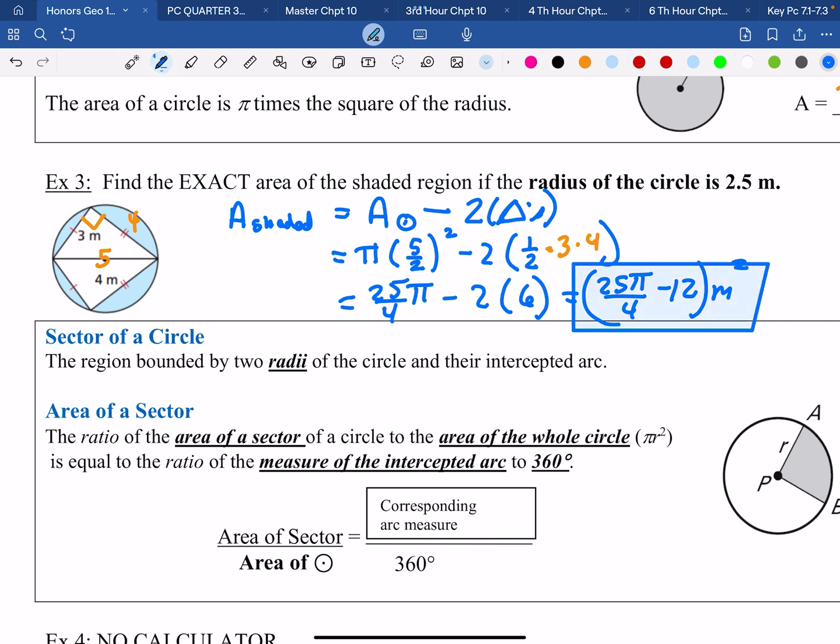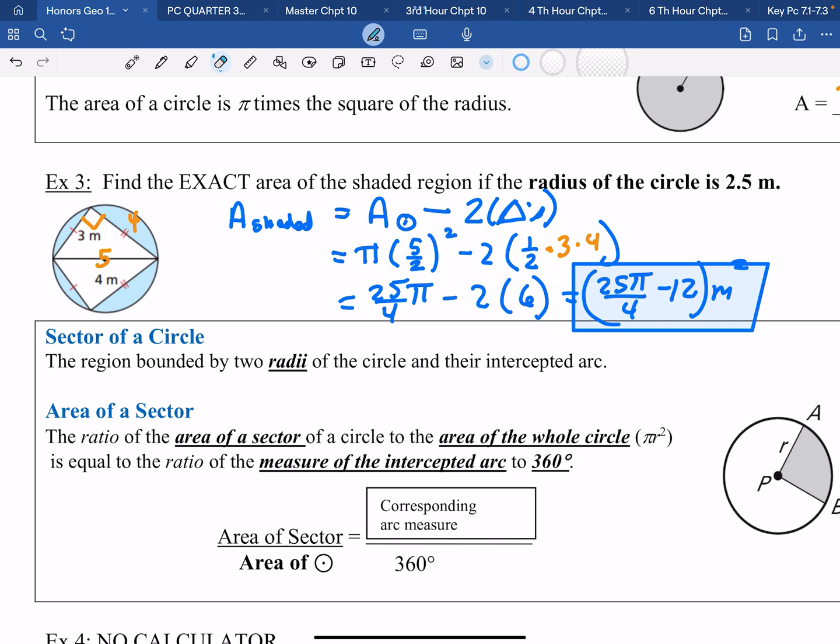All right, so when you're doing these problems in your homework again, you're going to always ask yourself, what is the overall outer figure? And then identify what the unshaded figure is, and then you can subtract one component from the other. Okay. All right.